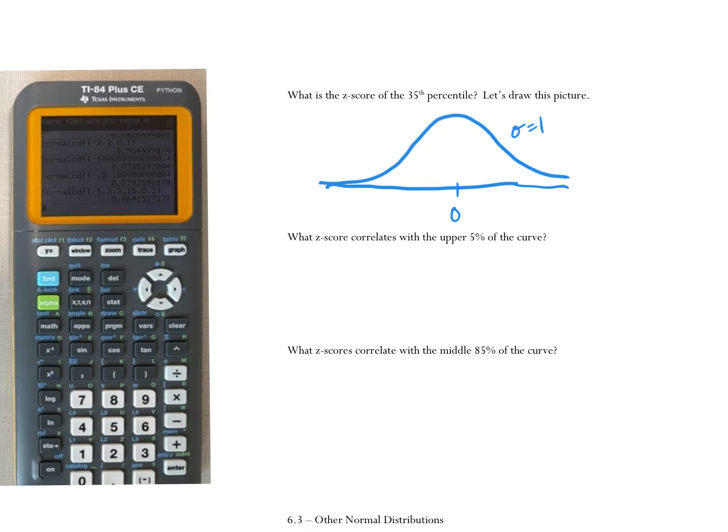Oh, okay, well, I wasn't thinking about that. Could we draw a line on our normal curve where the 35th percentile would be approximately? Would it be on the left or to the right? We're good with that? Okay, so let's see.